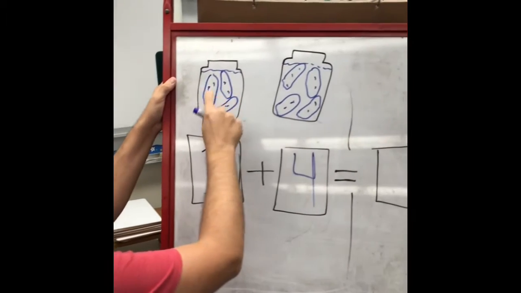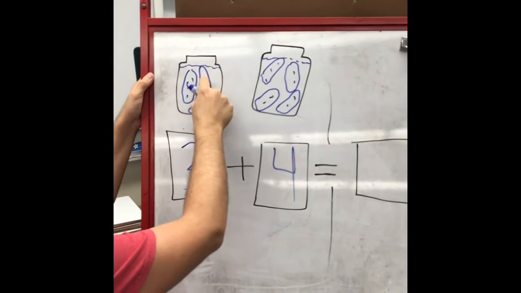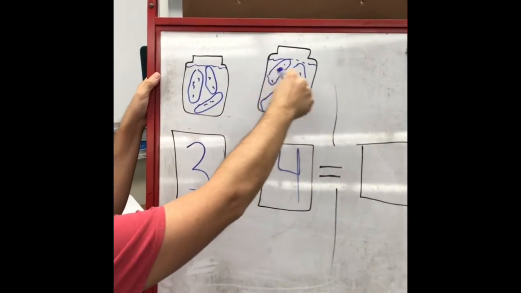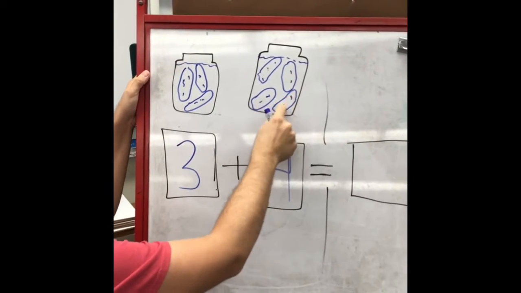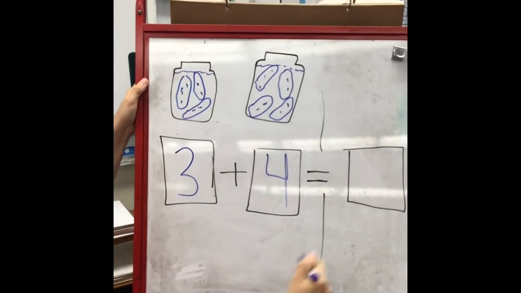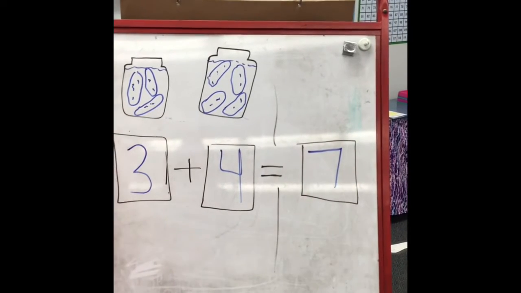So we're going to count them in order. I touch count 1, 2, 3, 4, 5, 6, 7. So on this side I counted 7. So I think that there's going to be 7 over here.